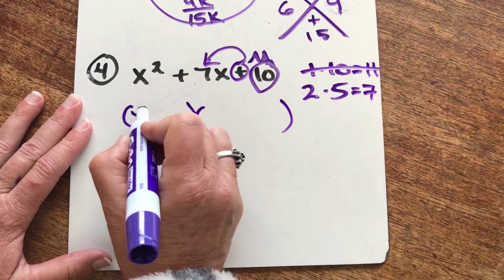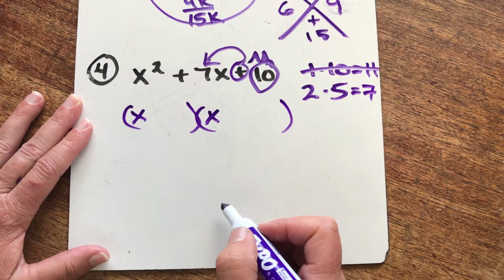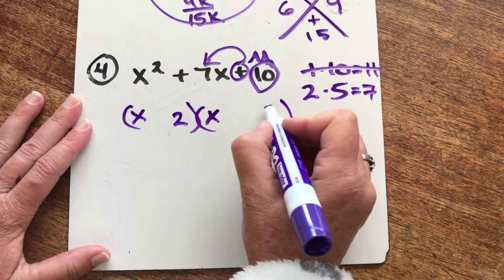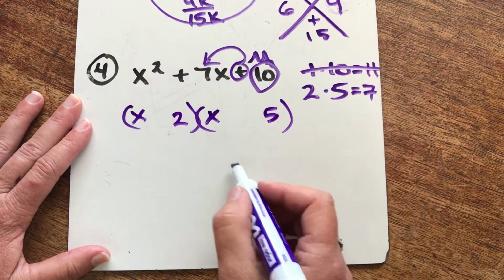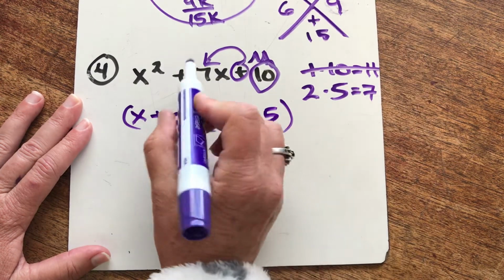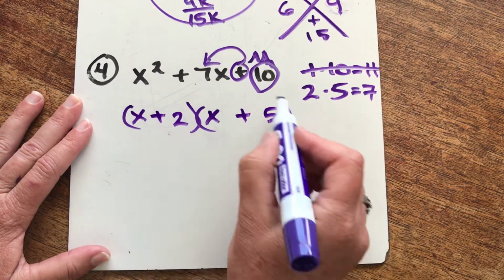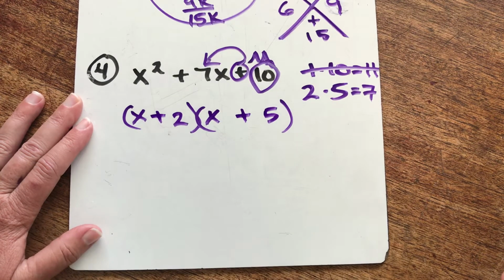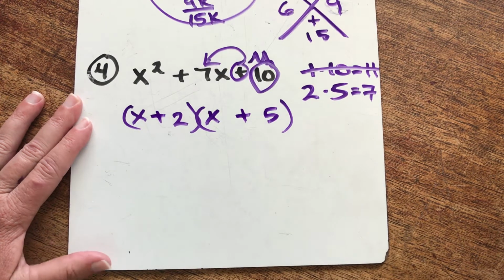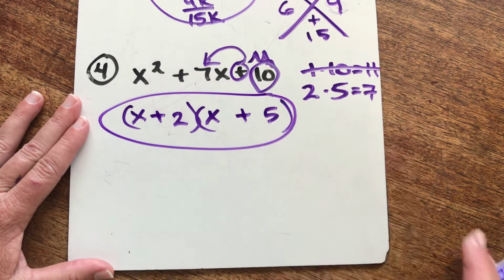X times x, what gives me that in the front? X squared. And we have 2 times 5, or 5 and 2. It's up to you. And we know it's going to be plus plus, because if you have plus plus in your trinomial, you're going to have plus plus in your binomials. And you're welcome to FOIL that out and double check your answer. That is your final answer.